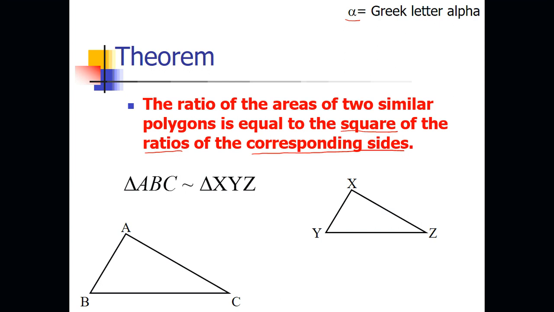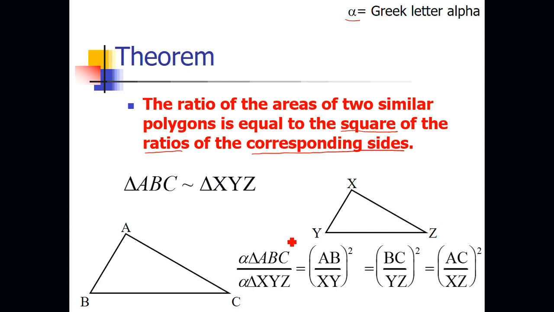So in short, once again, this is a question, if you will. This is asking what is the ratio of the areas of ABC to XYZ? Well, what's it equal to? It's equal to the ratio of the corresponding sides squared. Corresponding sides of AB over XY, and we square that, and you could take any of the corresponding sides, BC over YZ squared, or AC over XZ squared. So any of the corresponding sides, the ratio squared would give you the ratio for your areas.